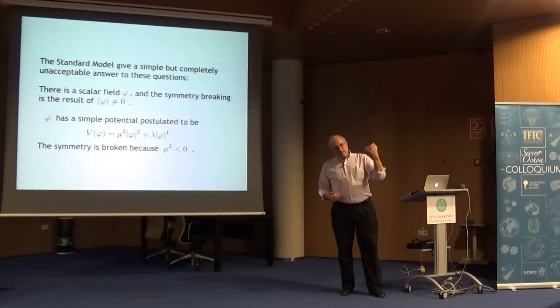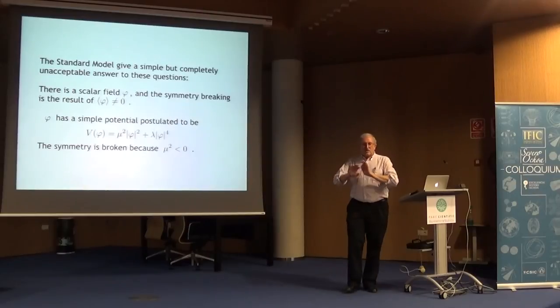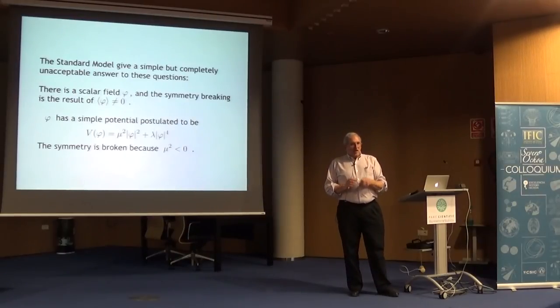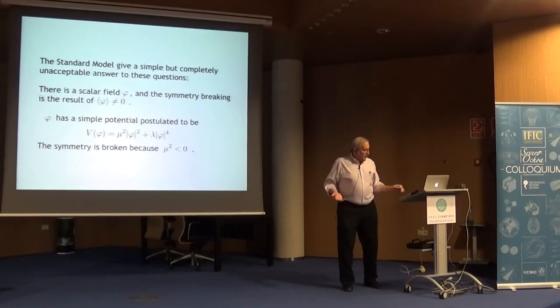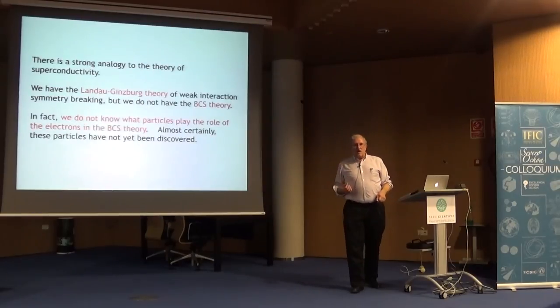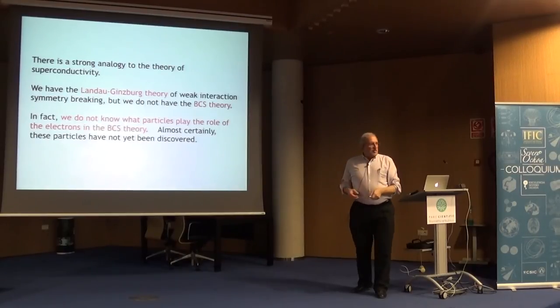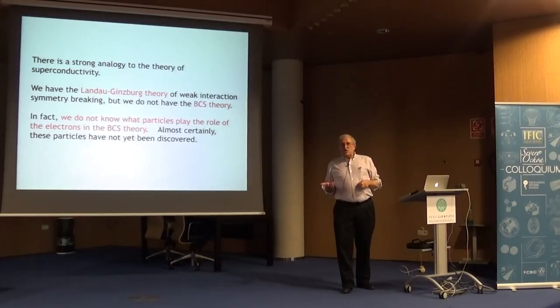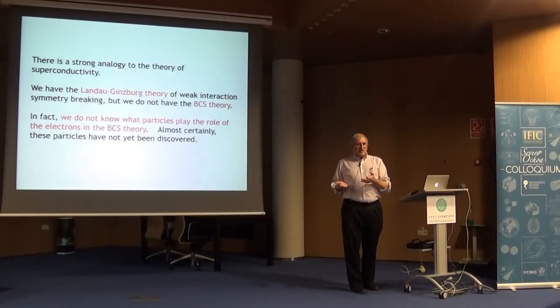It predicts the phase diagram, the discontinuity of the specific heat, the existence of the Abrikosov vortices, the difference between type 1 and type 2 superconductors, the critical currents, many other things can be predicted by this theory. But fundamentally, it's vacant at the core because it relies on some assumptions which are arbitrary and not physical. And this is exactly where we are now in particle physics. We have the analog of the Landau-Ginzburg theory, but we don't yet have the BCS theory. And in fact, we're in a worse situation than the materials guys were back in the 50s, because we don't know what the particles are that play the role of the electrons and the phonons in the BCS theory.